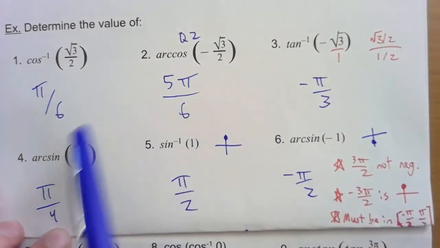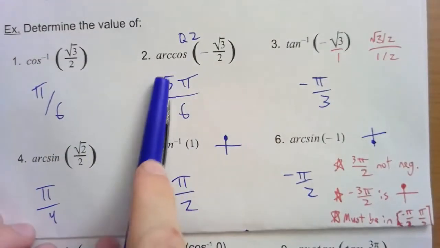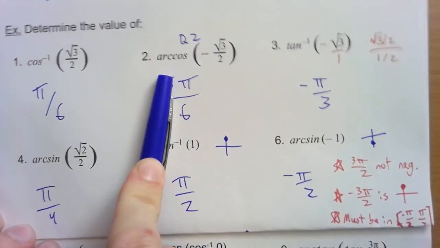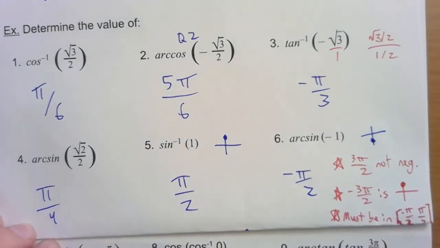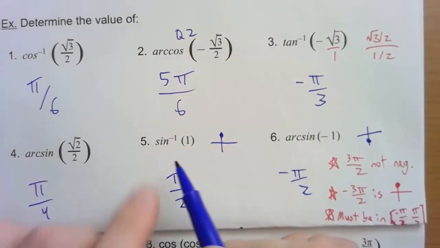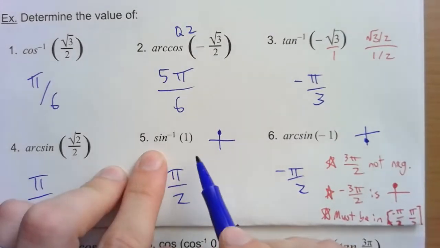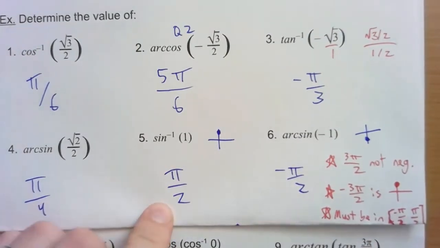Here we knew the reference angle had to be pi over 6. So that's when x is root 3 over 2. Then we want quadrant 2. That's 5 pi over 6. Okay. If we want sine to be 1, we wanted the y coordinate to be 1. That's straight up. That's pi over 2.